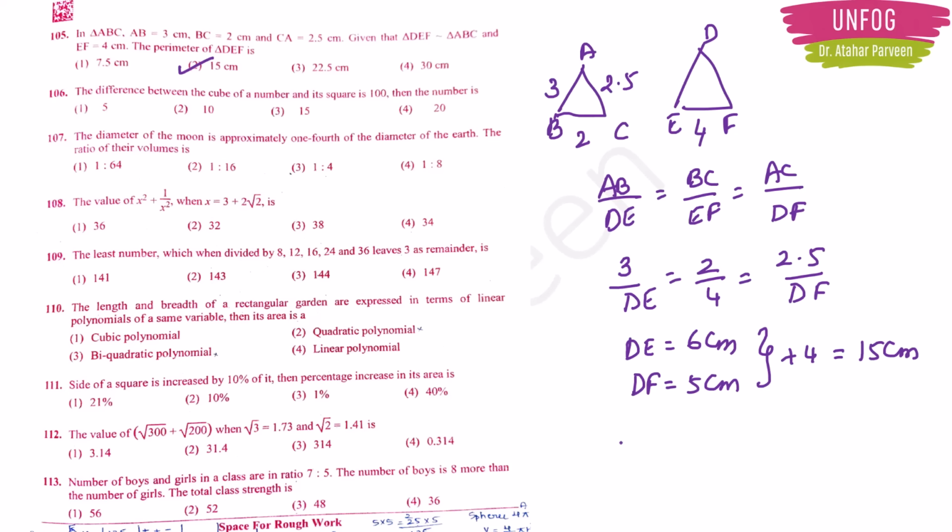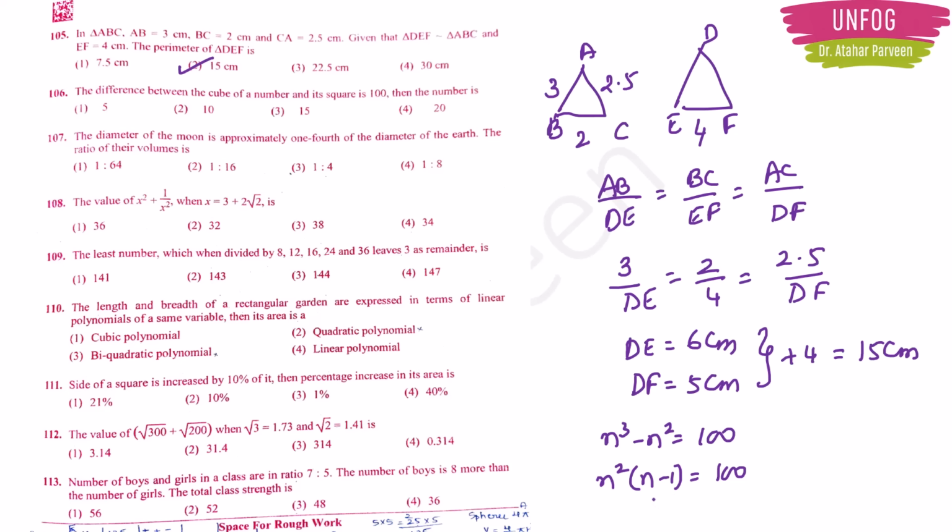Next, question number 106. The difference between cube of a number and its square is 100. Then the number is. So let that number be n. So n cube minus n square is 100. With this you will get n square into n minus 1 is equal to 100, right?